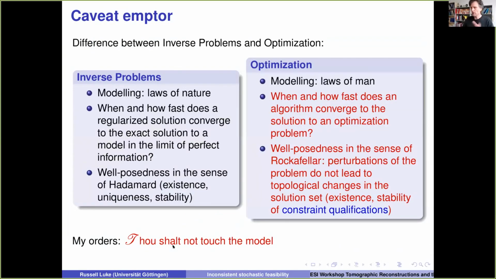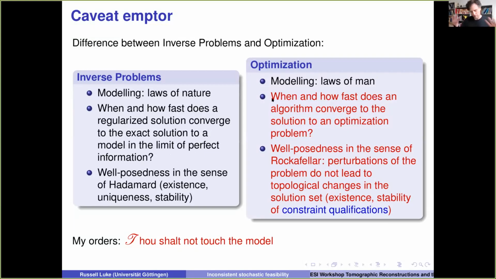Okay. So, but before I get going too much, I think it's worthwhile setting out that I'm approaching this more from the optimization perspective. So in inverse problems, the modeling is you're using the laws of nature and the fundamental equations to get more information and possibly solve your problems. And then you ask questions about when and how fast does a regularized solution converge to the exact solution to a model in the limit of perfect information, and the notions of well-posedness in the sense of Hadamard: existence, uniqueness and stability. But in optimization, we're more faced with the laws of man, and that leads to non-smoothness and inconsistency and all kinds of awful problems there.